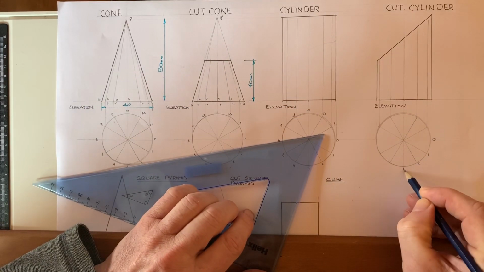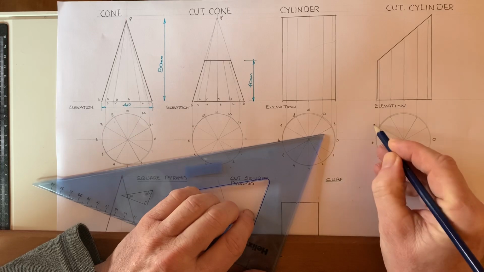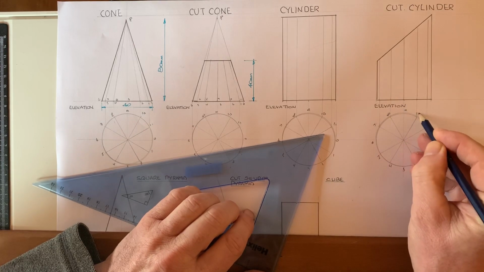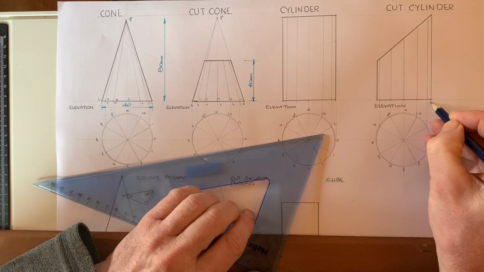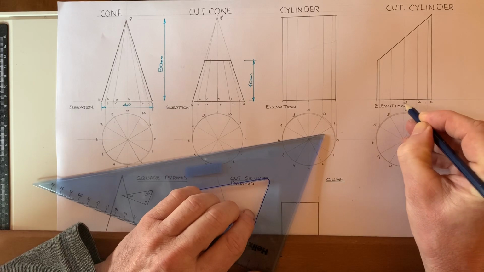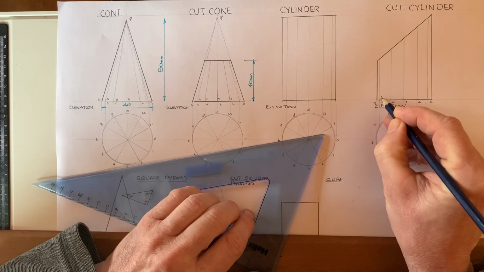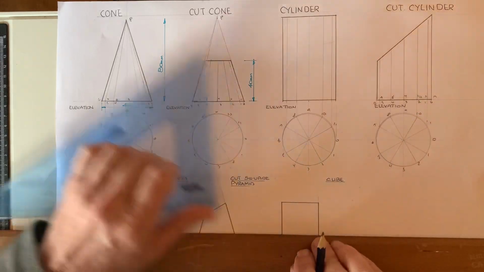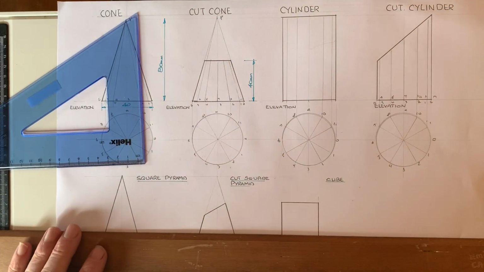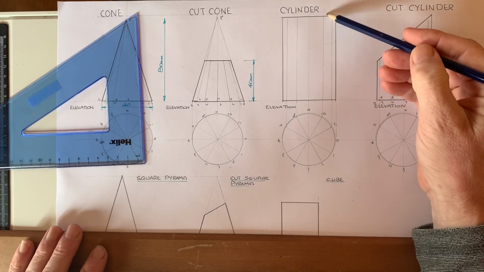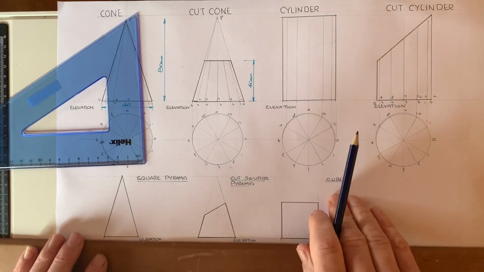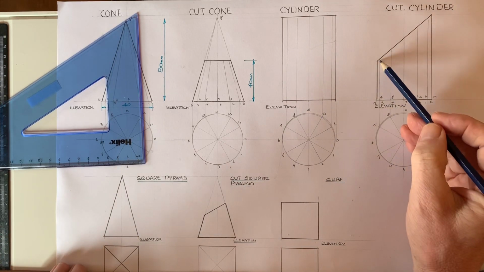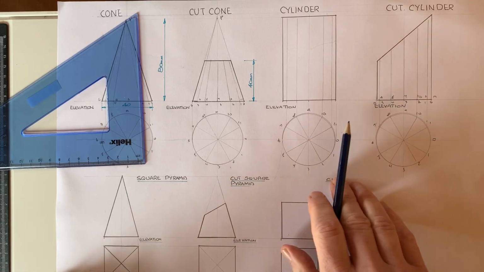1, 2, 3, 4, 5, 6, 7, 8, 9, 10, 11 and 12. 0, 1, 2, 3, 4, 5, 6, 7, 8, 9, 10, 11 and 12. And that's our cut cylinder. Again, 80 high and 40 or 50 wide. I've come up halfway here, so up 40 to cut that.